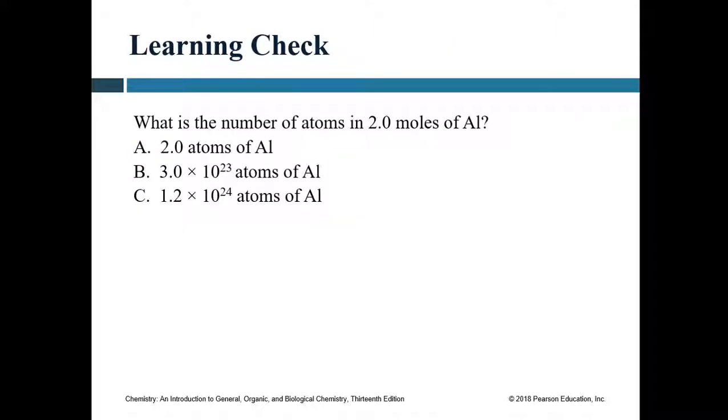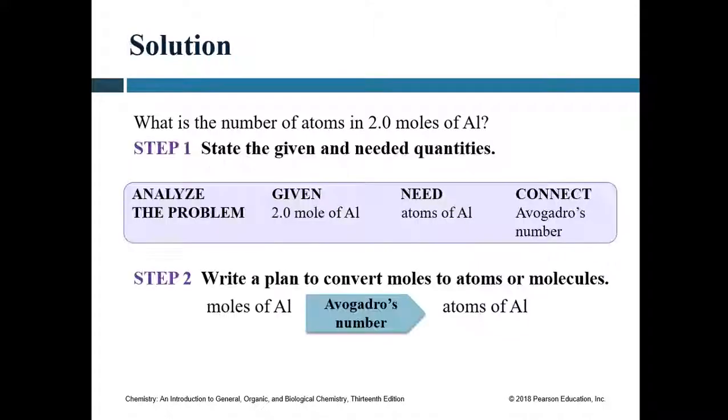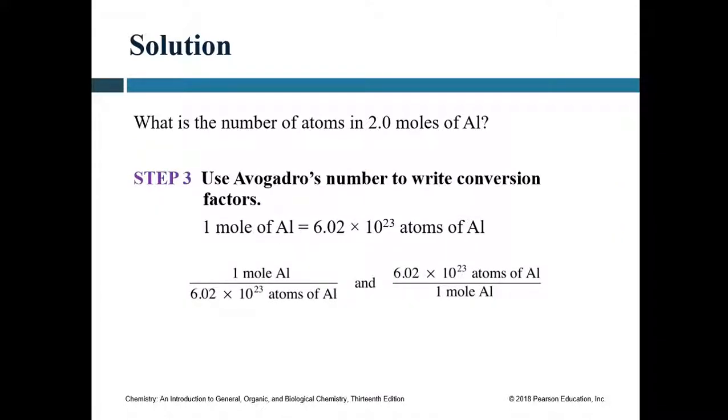Now then, what's the number of atoms in 2 moles of aluminium? Well, let's think about this. We have to get from moles to atoms, and we're going to use Avogadro's number. That's the only way to do that. But the question is, are we going to use the conversion of 1 mole is 6.02 times 10 to the 23rd atoms with the mole on top or with the mole on bottom?